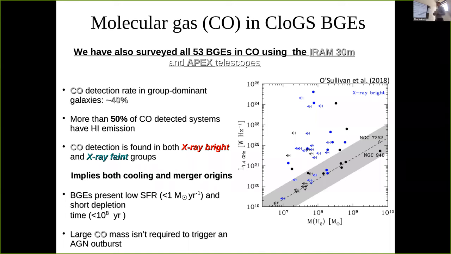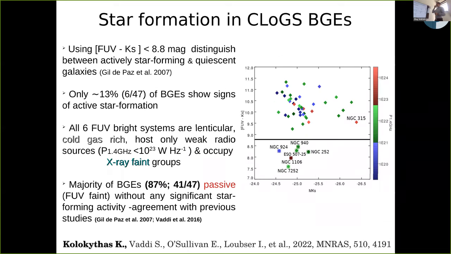So the brightest group early type galaxies that we have examined present low star formation rates, less than 1 solar mass per year, and short depletion times, less than 10 to the 8 years. So the large CO mass that we observe isn't required to trigger an AGN outburst. But what plays more of a role, we will see in a bit.